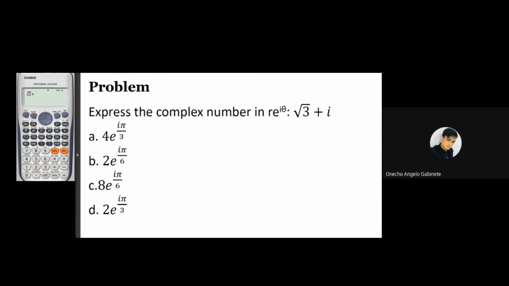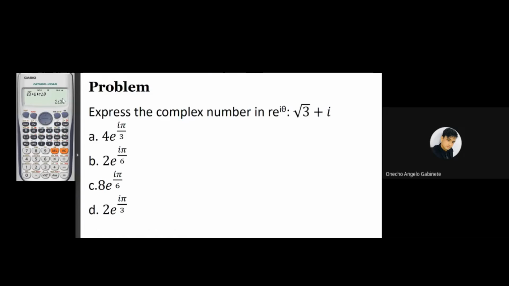Engineer Mark dyan, bakit ayaw lumabas nung i? Sir, hindi pa naka-complex mode. Very good. So, mode 2. The square root of 3 plus i. So, shift, complex, convert into polar, number 3, para po makuha mo yung r at saka yung degrees.